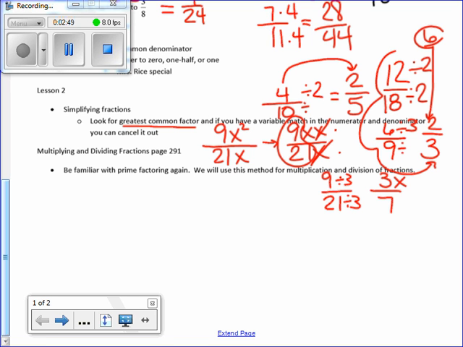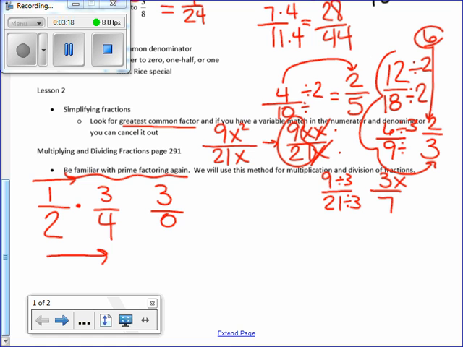Okay? I'm going to briefly talk about multiplying and dividing fractions on page 291 in your textbook if you want to follow along. In your book, they use this prime factoring method. I'll talk more about that in class. I'm just going to multiply some basic fractions like 1/2 times 3/4. I'm going to multiply the numerators, and then I'm going to multiply the denominators. So 1 times 3 is 3. 2 times 4 is 8. So the answer is 3/8.